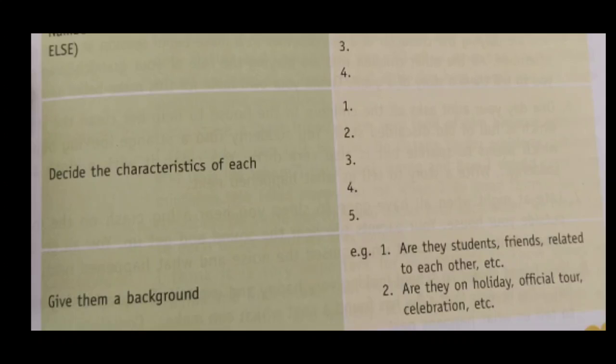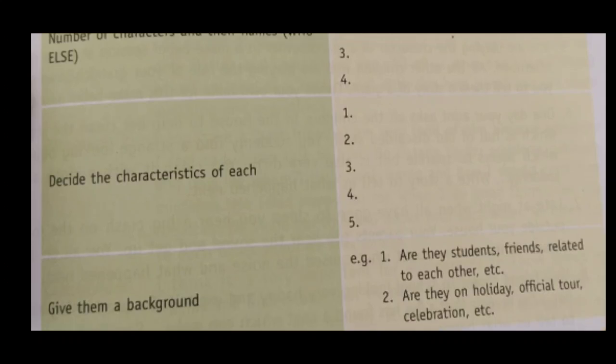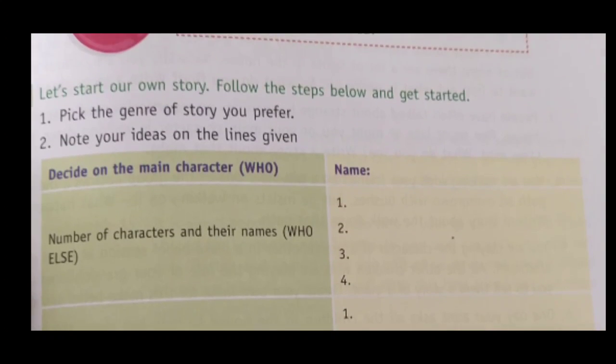So are they students, friends, related to each other, etc. And the second thing is, are they on holiday, official tour or celebration, etc. On what occasion the story is going on. So the first thing is relationship, and the second thing is the occasion, the basis on which the story is started. So this is known as background, children. So this is the way you have to plot the story.